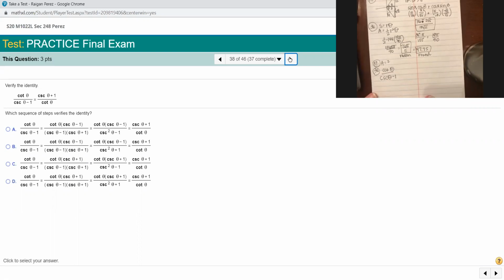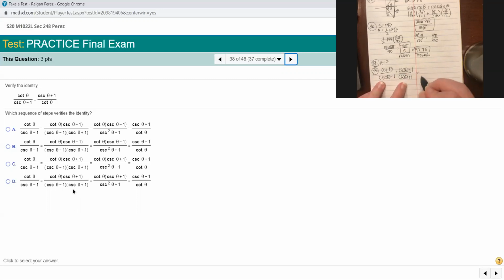Okay, so I would rewrite in terms of sine and cosine usually. Oh, no, that's not what they did. When you look at it, you can see they're multiplying by the conjugate. So the conjugate is always opposite. So cosecant theta plus 1 should be our first step. So I can already eliminate A and B because these put minus 1s at the top. So it's either C or D. So let's see what would happen next.